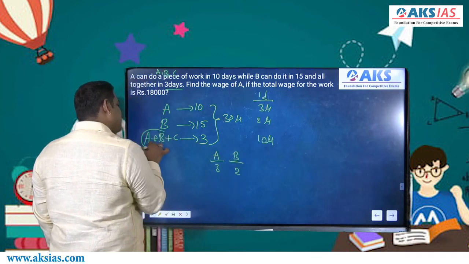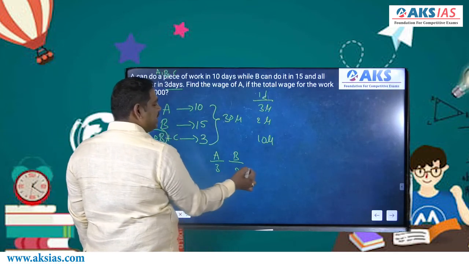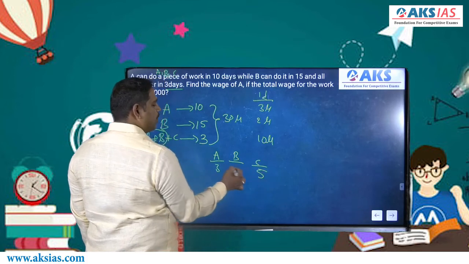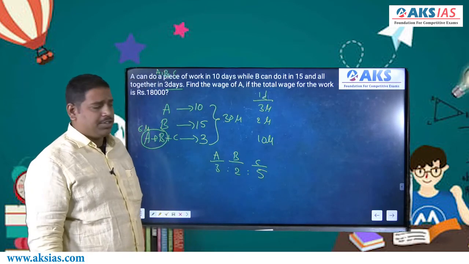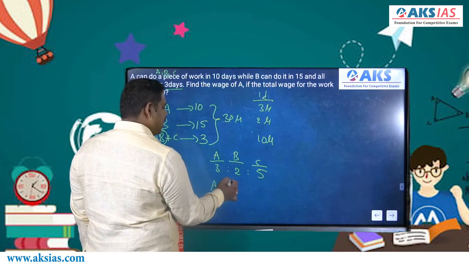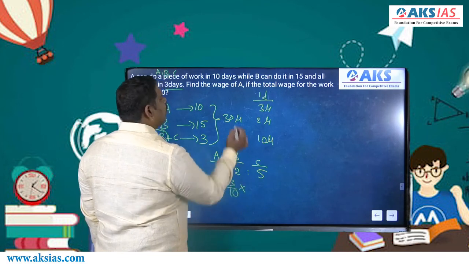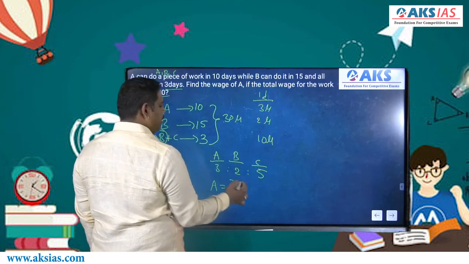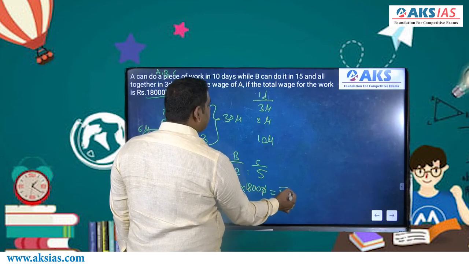Out of which A plus B is how much? 3 plus 2, 5. That means C's efficiency is 5. So the money is distributed in this ratio. What he is asking is A's share. A's share means 3 out of a total of 10, into 18,000 rupees. The zeros get cancelled, 3 into 800 is 5,400.